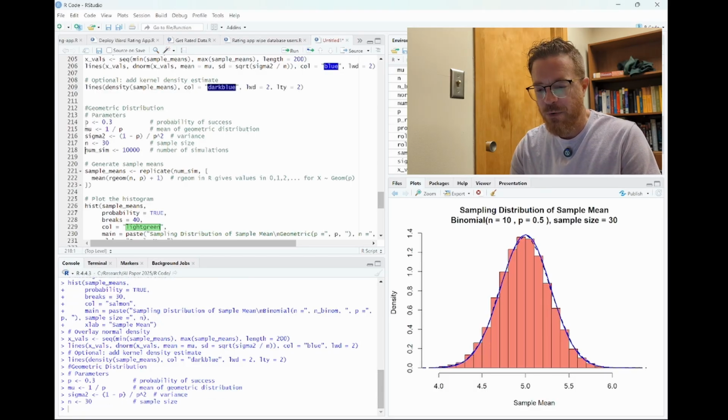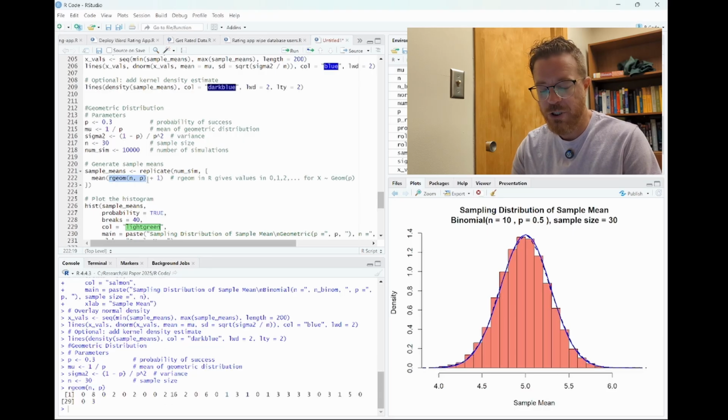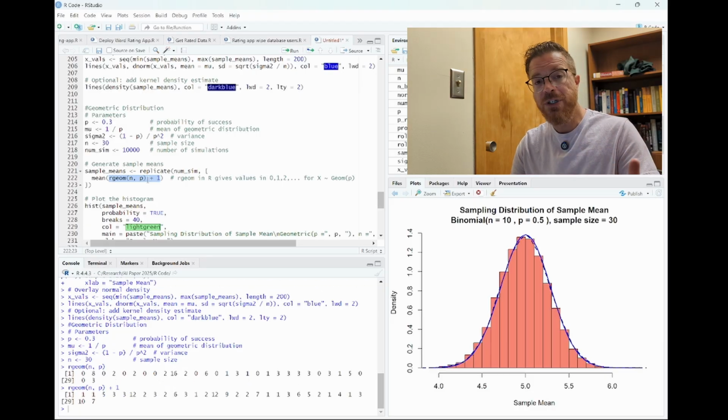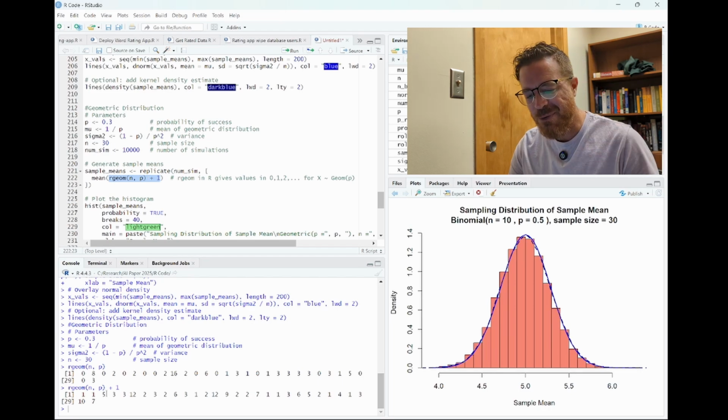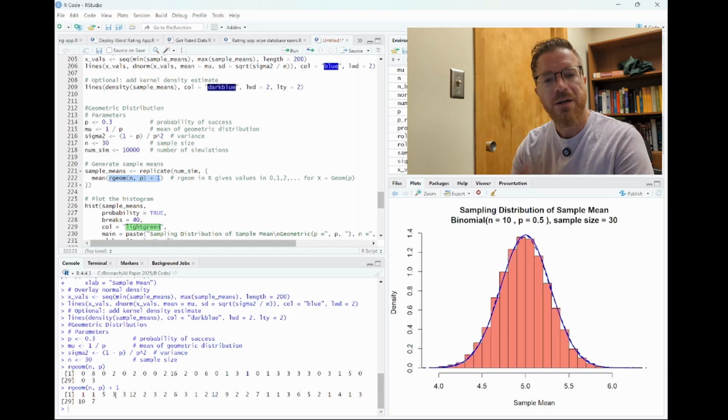And then again, if I were to go and run one of these RGEOMs, which is the outcomes of my geometric experiment, oops, I forgot to add the +1, this will give me the actual outcomes. So in the first experiment, my first success was on the first term. The second experiment, my first success was on the second term. My third experiment, my first success was on the fifth term. My fourth experiment, my first success was in the third term, so on and so forth.